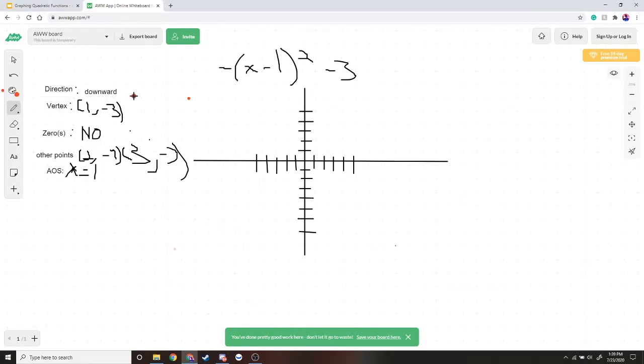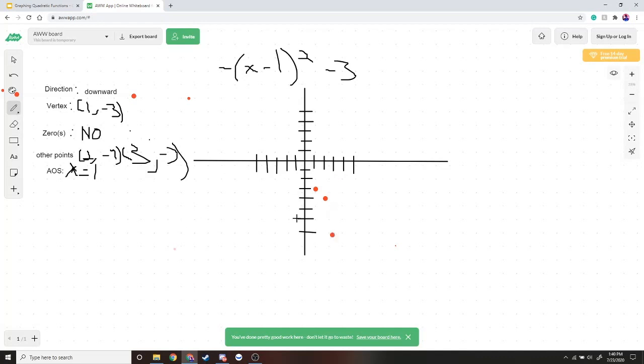Now we're going to plot our points. So we have 1, -3 here. Then again, we have no zeros because it does not touch the x-axis, because here's the vertex and it has a maximum since it's opening downwards. Our other points are 2, -4 down here, and 3, -7 down here.